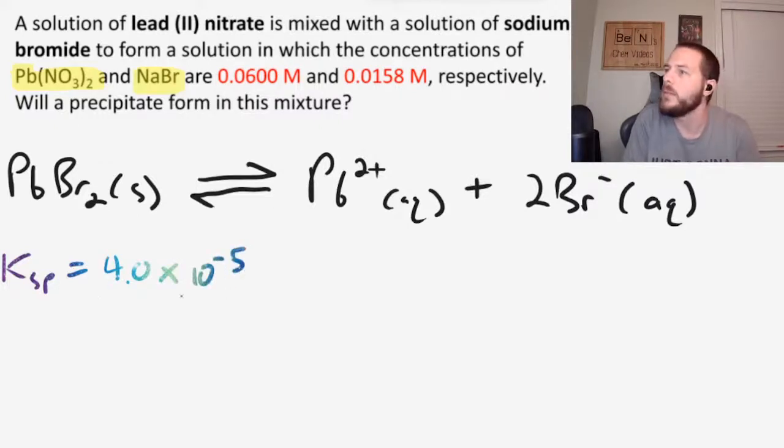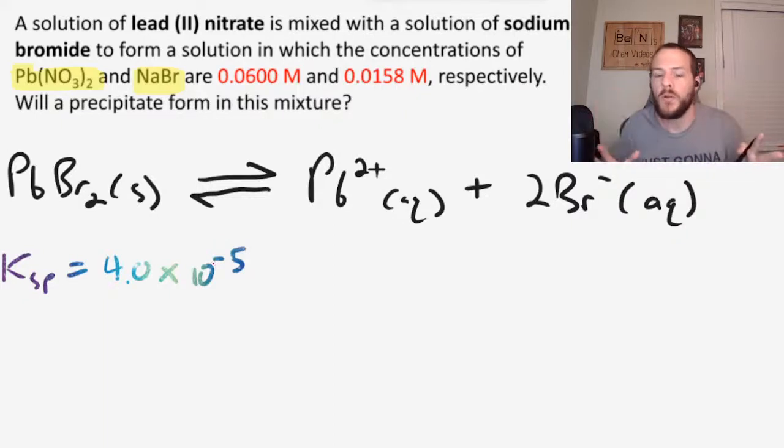I didn't necessarily mean for this to look like a rainbow. I guess that's what I chose here. Anyway, Ksp for lead(II) bromide is 4.0 times 10 to the minus 5. Okay, so that's good information. That means that this stuff is definitely not super soluble, right? 4.0 times 10 to the minus 5 is a very, very small number. And so it looks like there's a decent chance that this will form a precipitate.